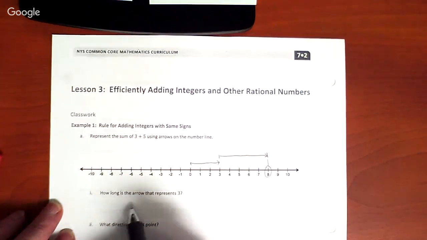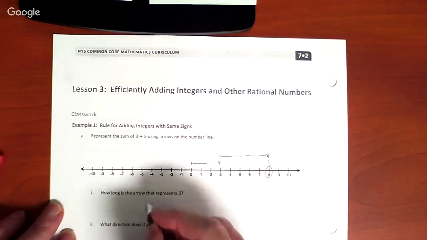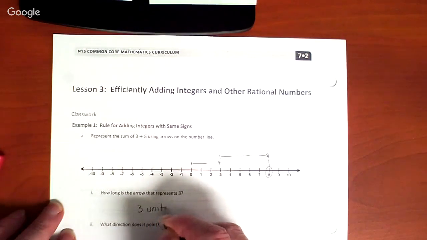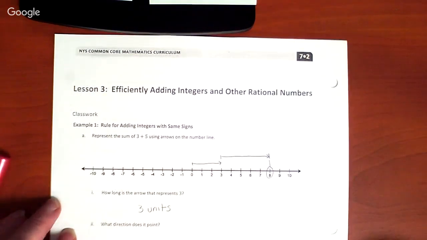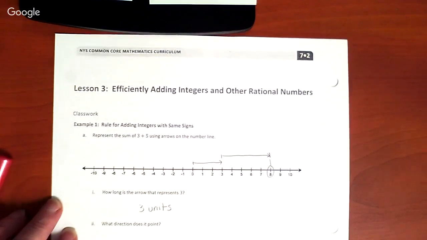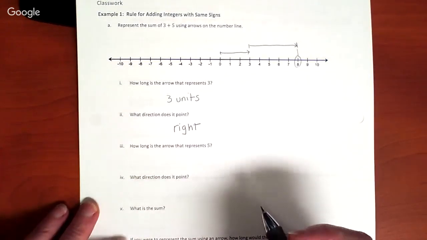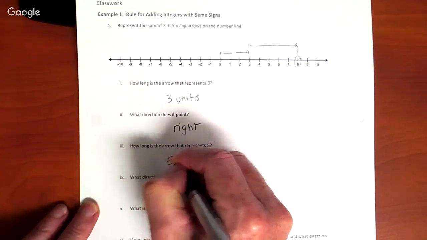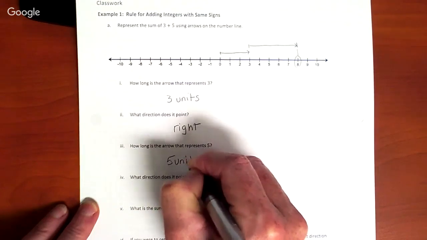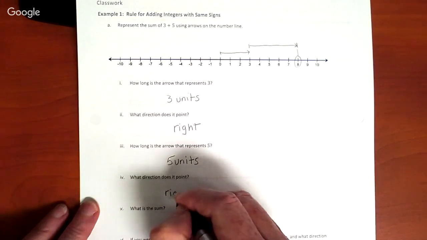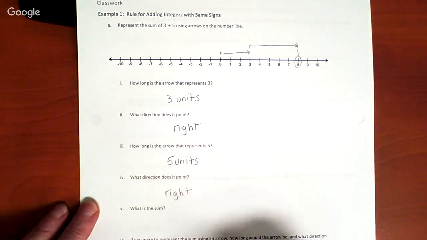Okay, so how long is the arrow that represents 3? So it's 3 units. What direction does it point? Right. All right. How long is the arrow that represents 5? 5 units. What direction does it point? Right. What is the sum?